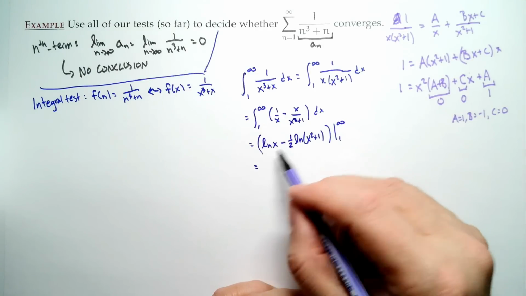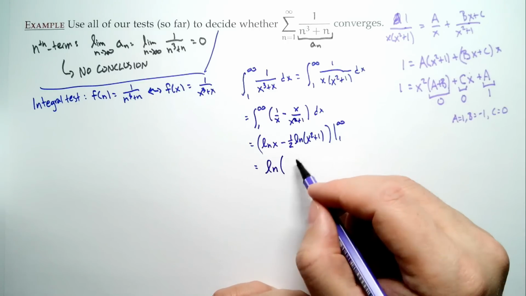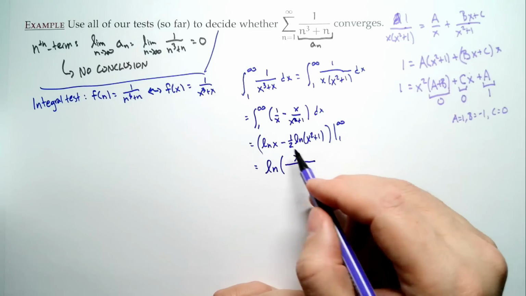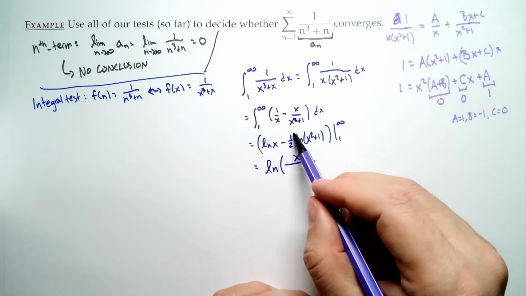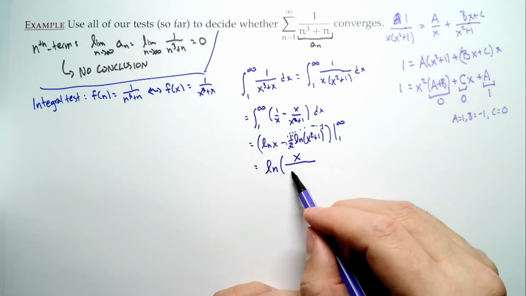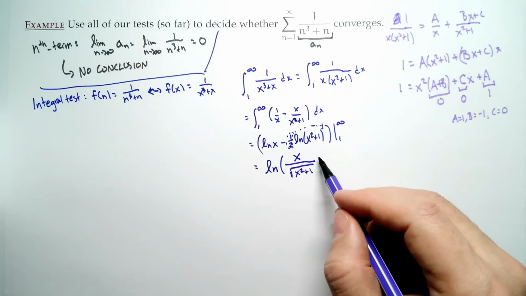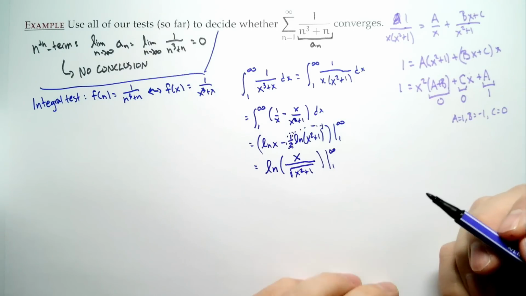I can combine these two logs into a single log. So I can write this as log of x, and then this minus means we divide. This 1/2 needs to come in as an exponent. So the half is going to come in upstairs. So that's going to be x squared plus 1 to the half, or if you like, the square root of x squared plus 1. Now, that's what I need to evaluate.